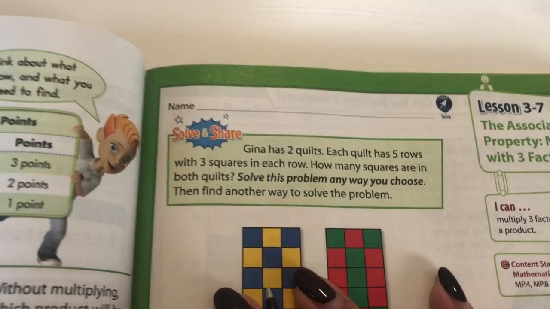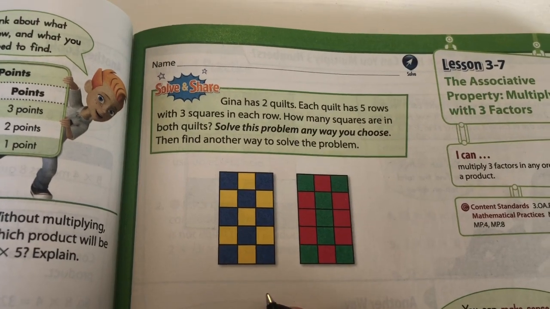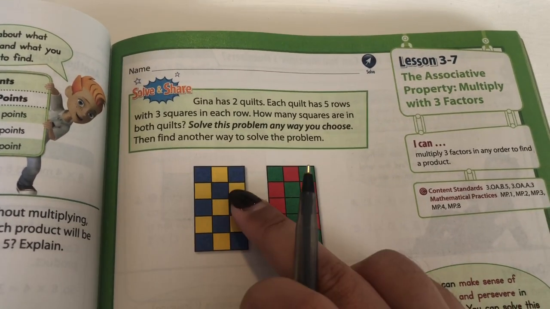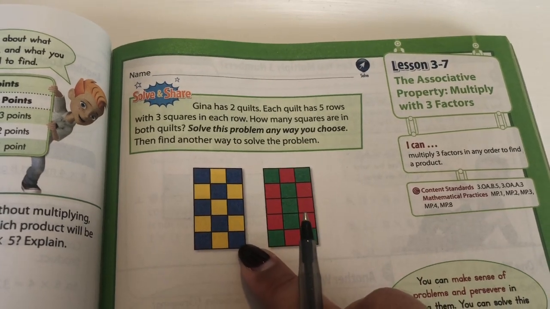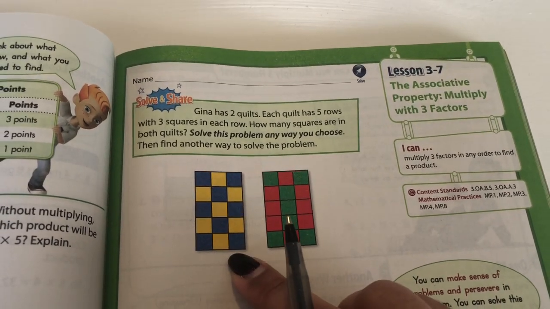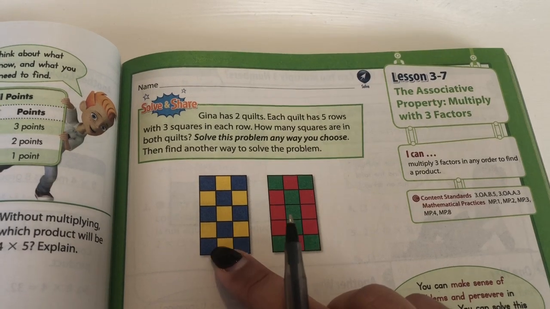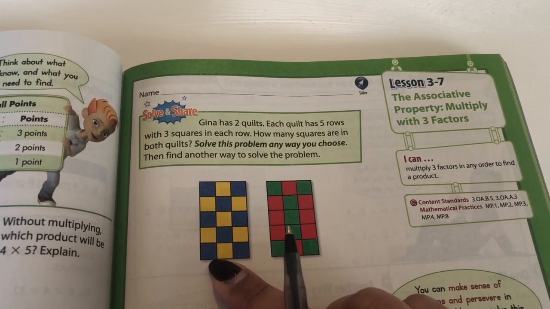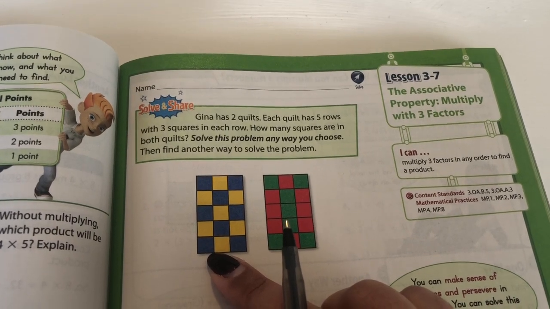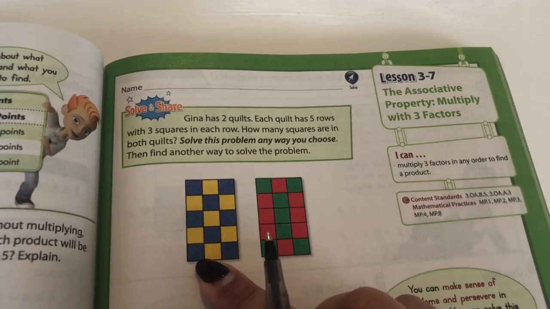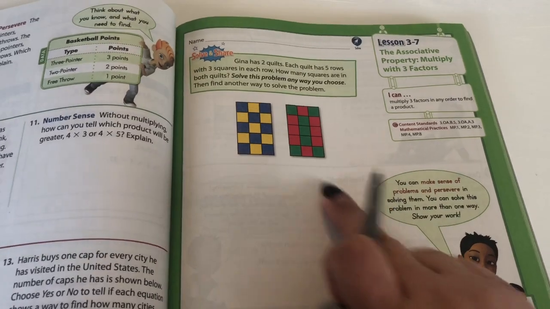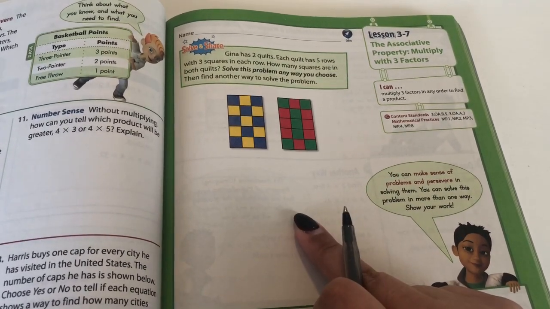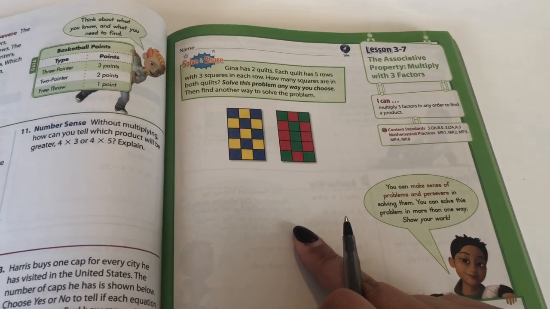All right, so let's see. It says Gina has 2 quilts. A quilt is just a blanket. Each quilt has 5 rows, okay, with 3 squares in each row. How many squares are in both quilts? Solve this problem any way you choose, then find another way to solve. So go ahead and pause it here. Solve your problem in this area, okay? And then unpause it when you're done, and we'll see if we have some ones that are the same.